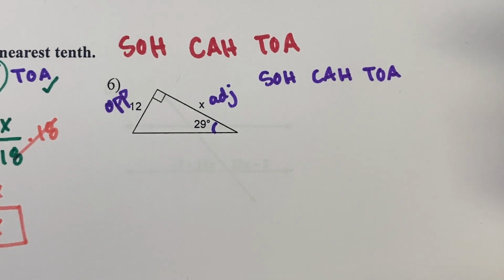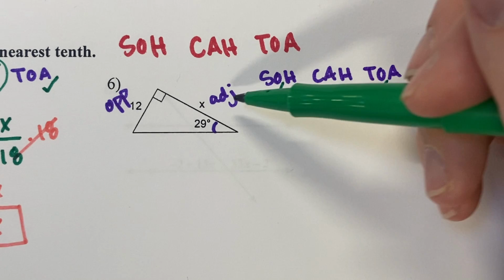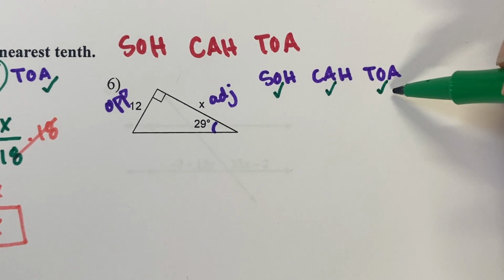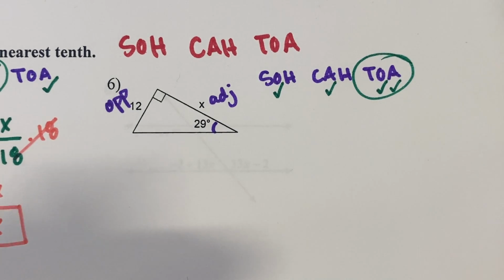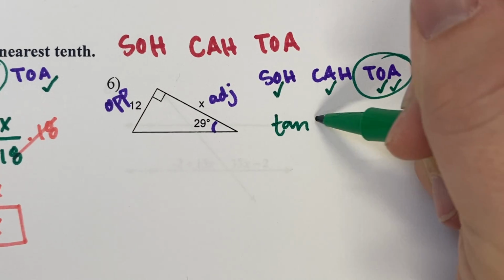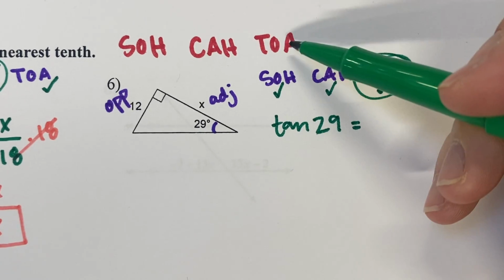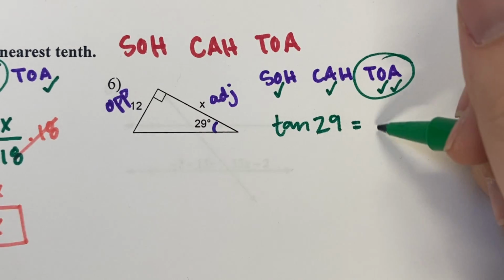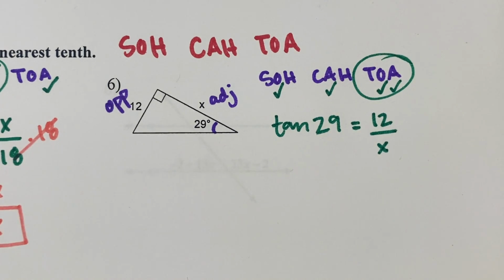Okay, well, I was given opposite, which shows up in sine and tangent, and I was given adjacent, which shows up in cosine and tangent. Okay, well, the function with two check marks, tangent. So we know we're going to have to use tangent, so we set it up. Tangent of the angle, 29, equals opposite over adjacent. Opposite, 12, over adjacent x.